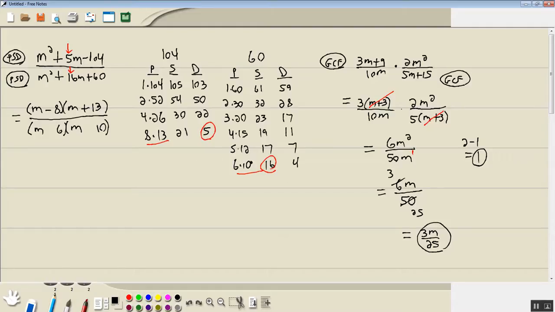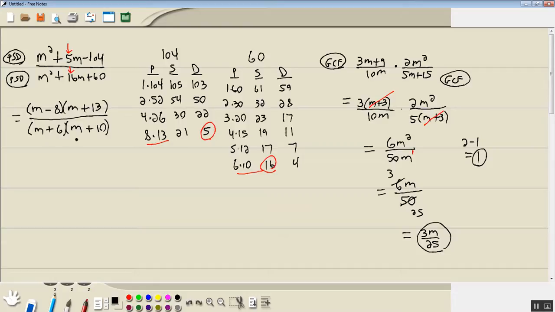Now our larger number, which is a 10, will always be the same sign as the middle term, which in this case is positive. The number I circled is in the S column, S for same sign, so if that's positive, this has to be positive. Now let me double check myself here. M squared, 13m minus 8m is 5m. Negative 8 times 13, that's negative 104, yeah.